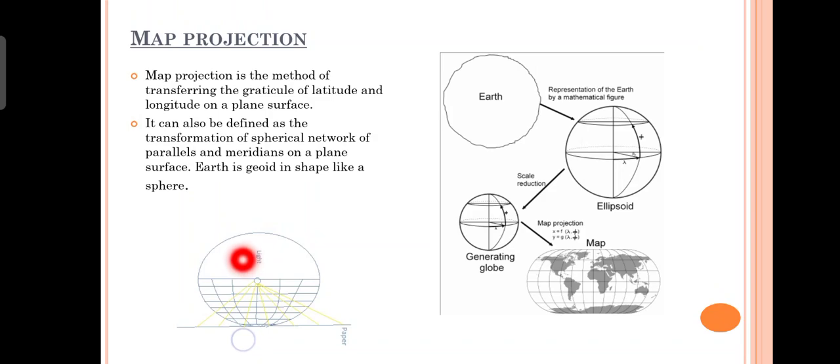And this picture shows how the map projection works. This is a globe and a light put on the equator, and we create map projections with the help of the shadow created by the light.